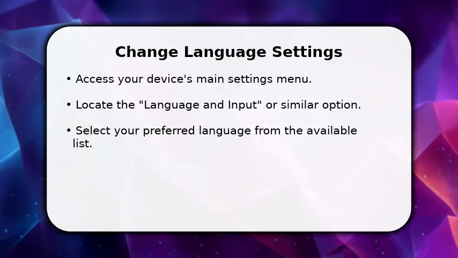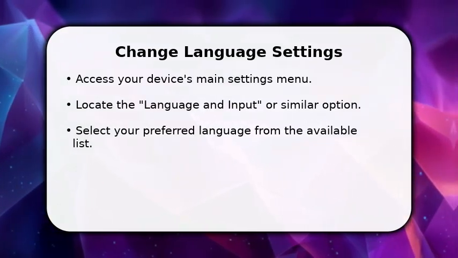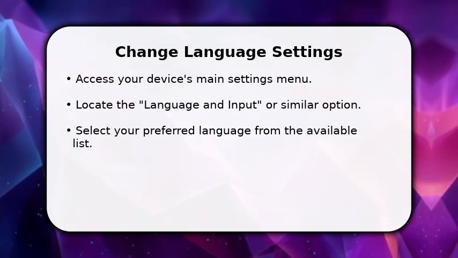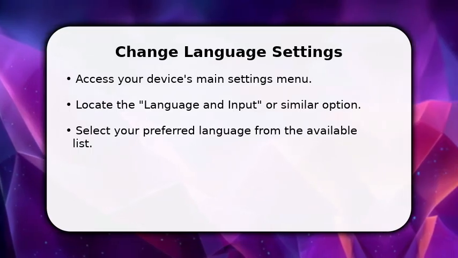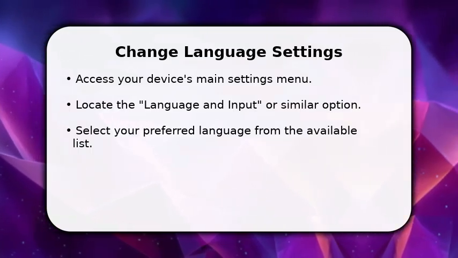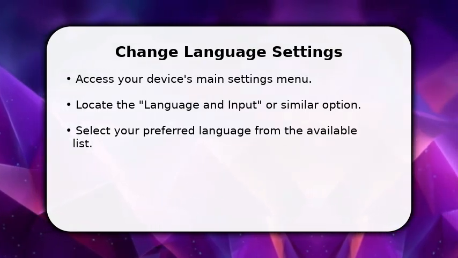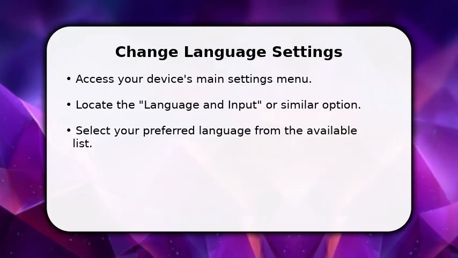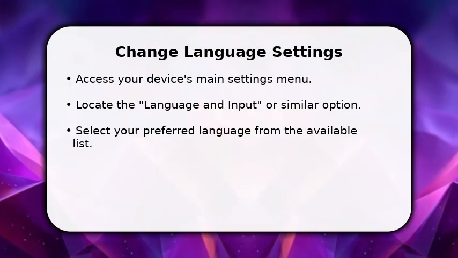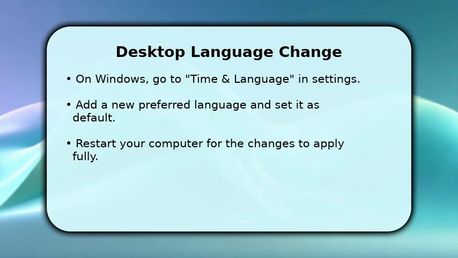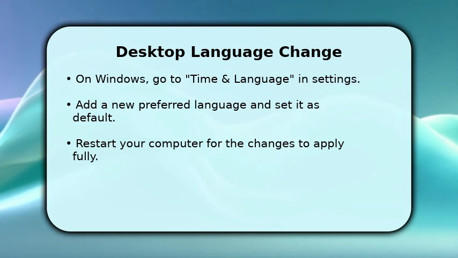In this video, I will explain how to change language settings. First, open your device's main settings. Next, find the section related to language and input, or region. From there, you can easily choose your desired language from a comprehensive list. This simple process ensures your device communicates with you in your preferred tongue, making your user experience much more intuitive and comfortable.